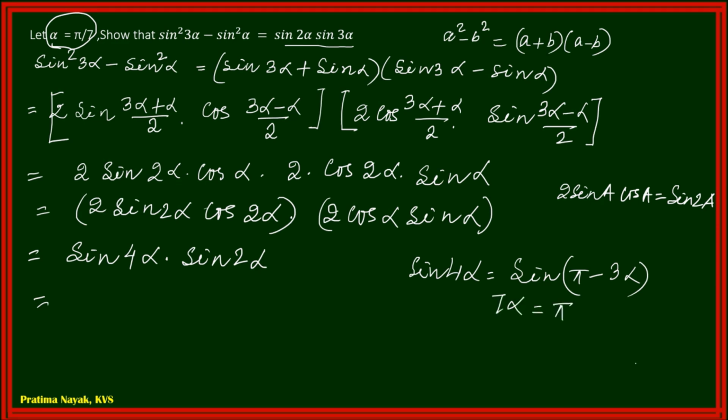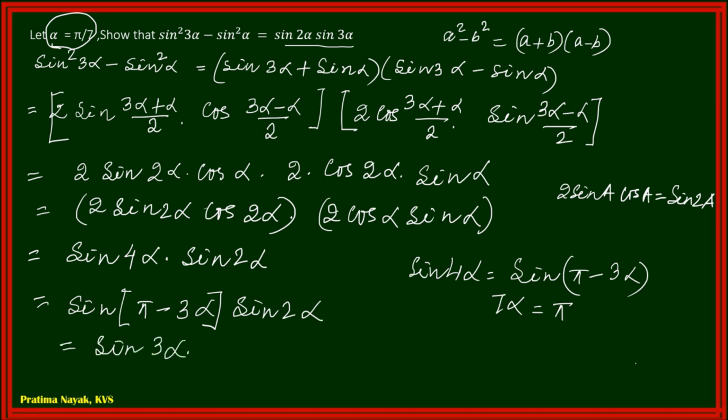So here I'll write, when alpha is pi by 7, sine 4 alpha can be written as sine of pi minus 3 alpha, multiplied by sine twice alpha. Sine of pi minus theta is the same as sine theta. So sine 3 alpha into sine 2 alpha.